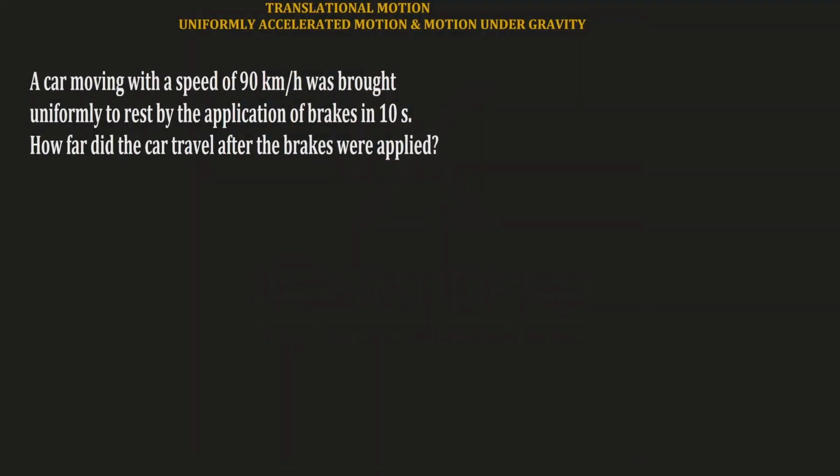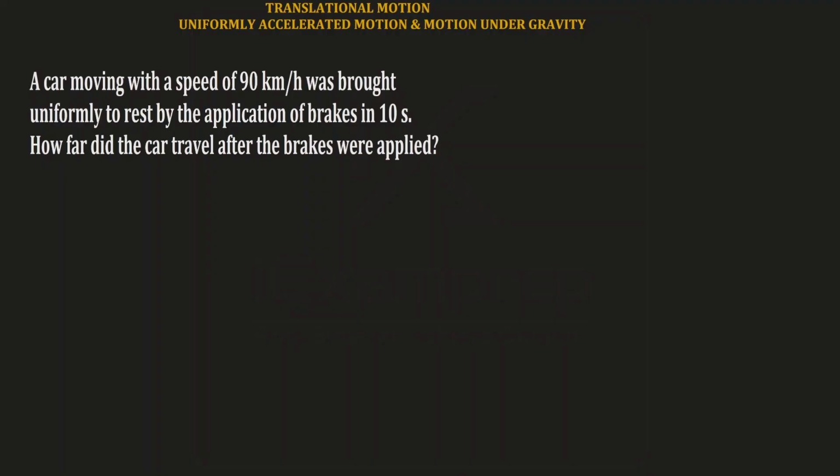In this video, we are going to consider translational motion. A translational motion is a motion that occurs in a straight line. A straight line can be either a horizontal straight line or a vertical straight line. So it means that translational motion can either be a horizontal motion or a vertical motion.